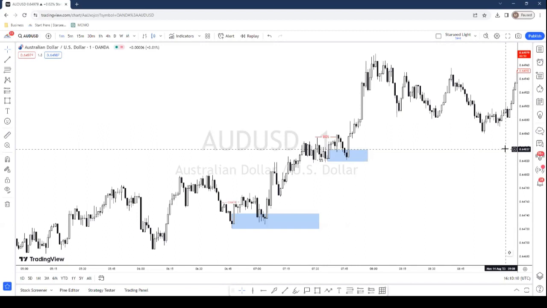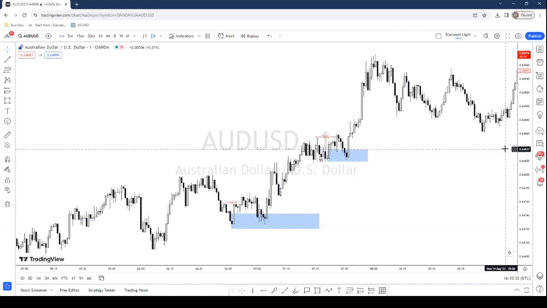So not every pullback is a liquidity. Yeah, definitely. Is that clear enough? If it is not clear, tell me, and I will repeat again. It looks clear enough.